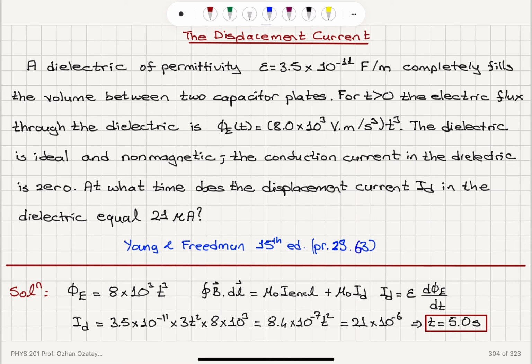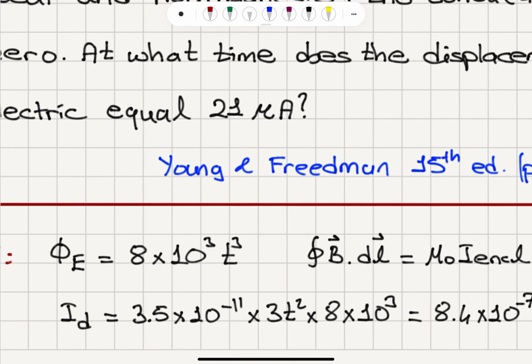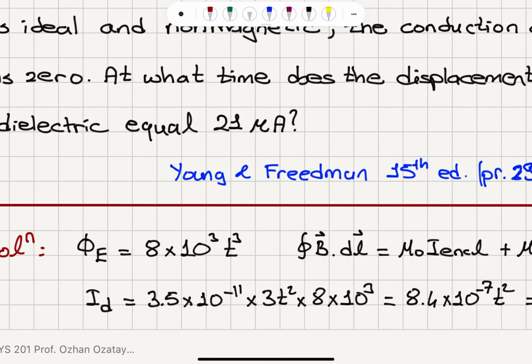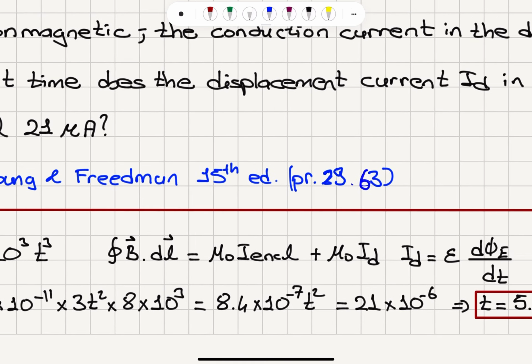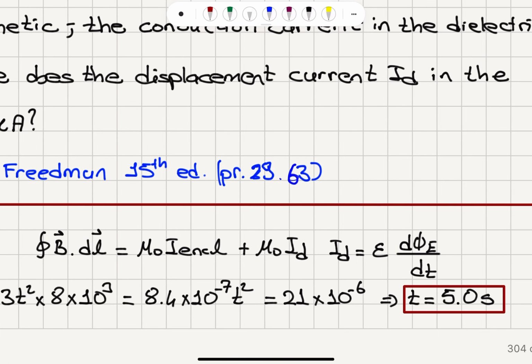So basically, I was given a dielectric of a permittivity that fills the space between the plates of a capacitor. The electric flux as a function of time is given. The modified Ampere's law, closed path integral B dot dl equals μ0 I enclosed, has this additional term, μ0 displacement current. In free space, this is μ0 epsilon0 dΦ_E/dt, but in the material, this is epsilon dΦ_E/dt.